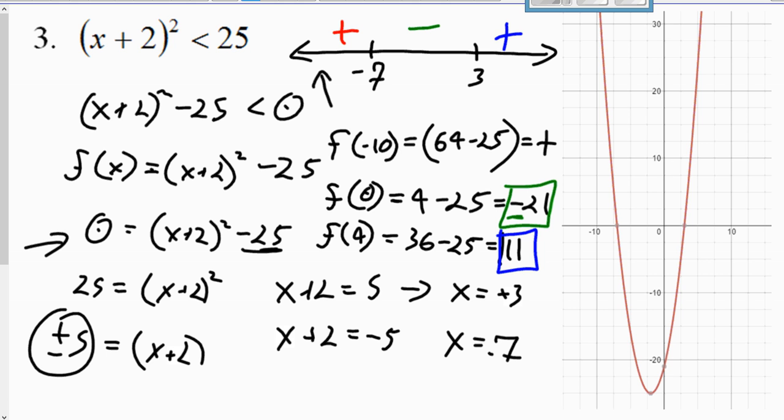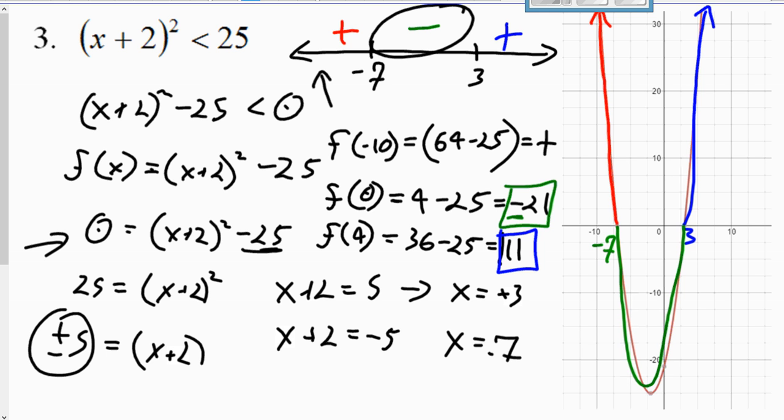So again, I can see how this matches up on my graph, that I'm positive from 3 and above, that I'm negative from -7 to 3, and then from -7 going down to -infinity, I'm going to be positive. So answering this question, when is it less than 0, non-inclusive, it's negative in this interval. So my solution, write it down here, non-inclusive, open brackets, from -7 to 3.